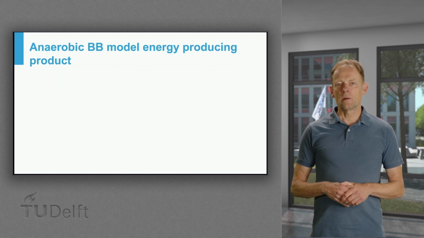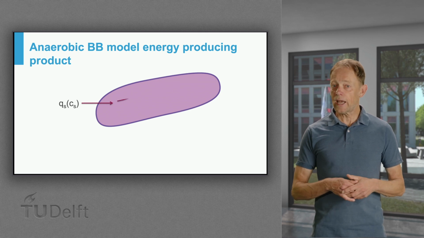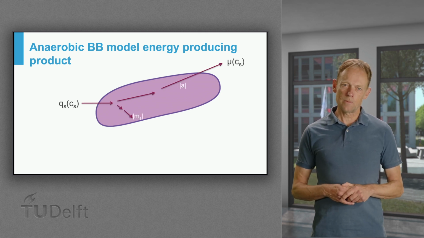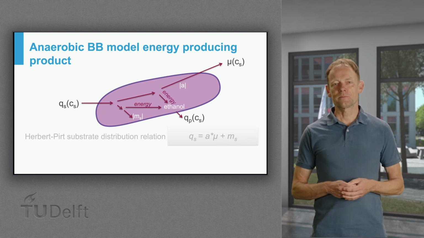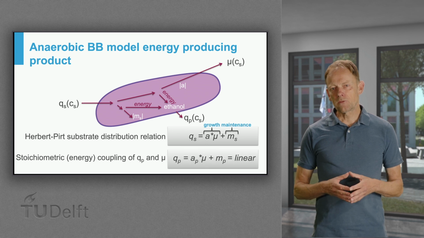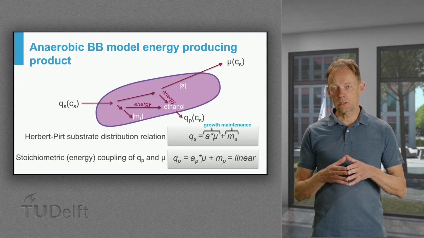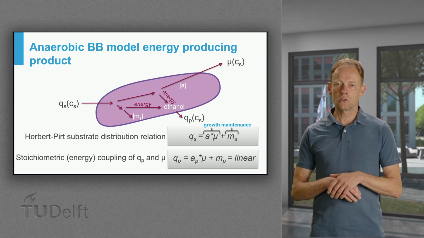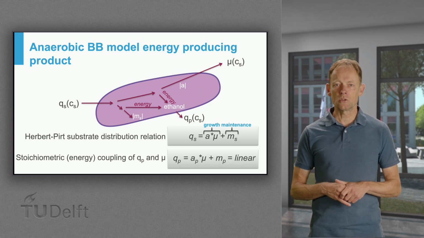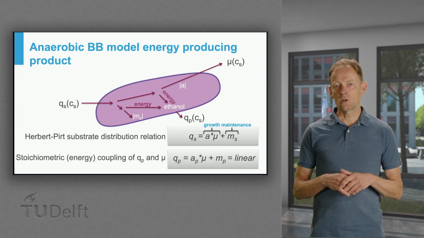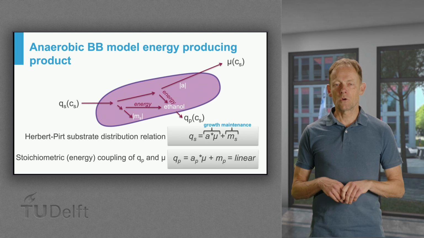If small molecules are made and sufficient Gibbs-free energy is released in the product reaction, then an anaerobic process is possible. And this is called stoichiometric or energy coupling. Substrate flows into maintenance and growth. Qs is a constant multiplied by mu plus the maintenance coefficient. And product is formed linearly proportional to mu. Qp is a constant multiplied by mu plus the maintenance for product formation.